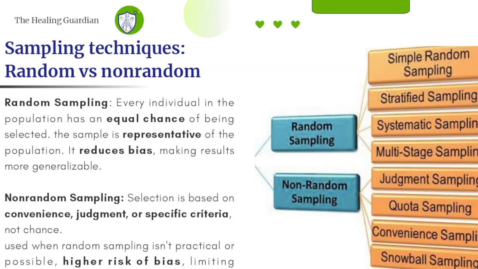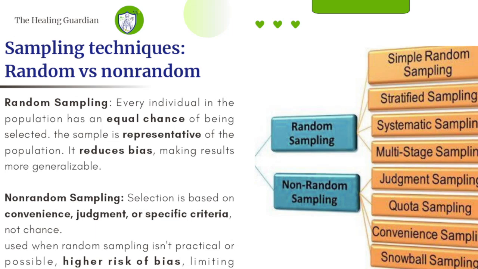There are certain techniques we use in sampling in biostatistics. We may talk of random sampling or non-random sampling. Random sampling is preferred, and many times we use non-random sampling where random sampling is not effective or is not ideal. In random sampling, every individual has an equal chance of being selected.